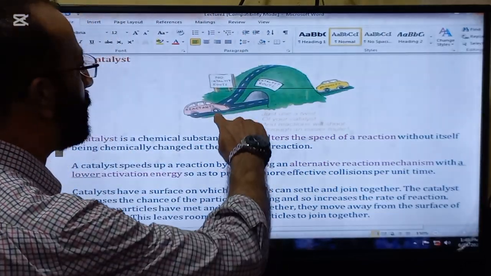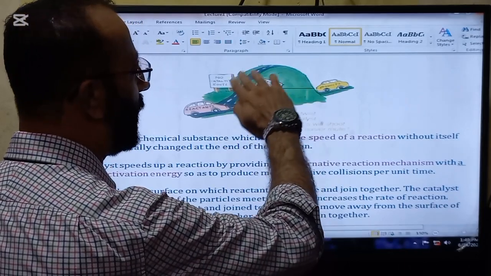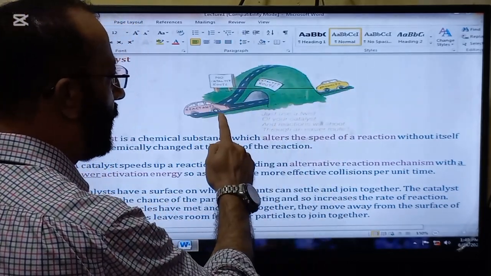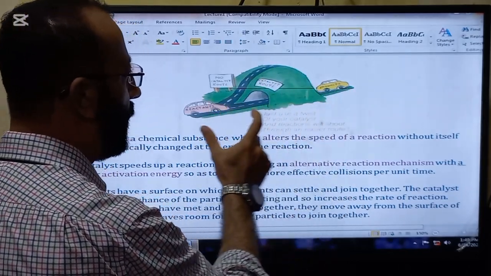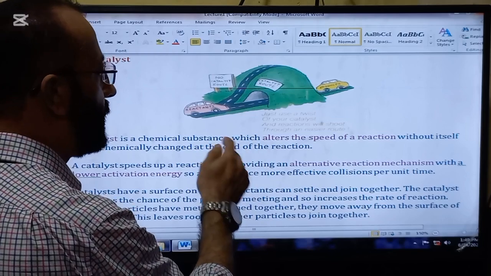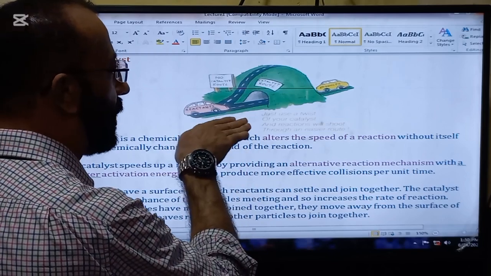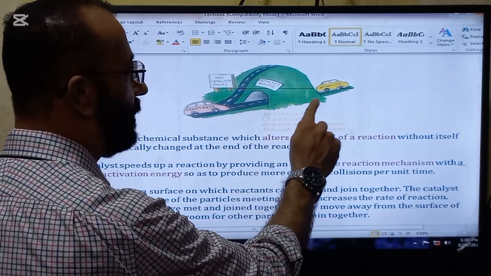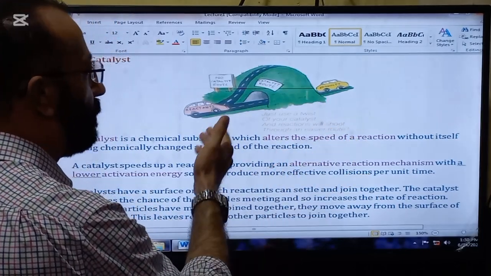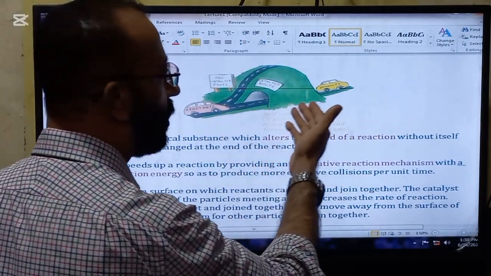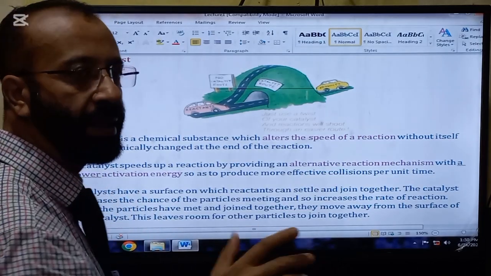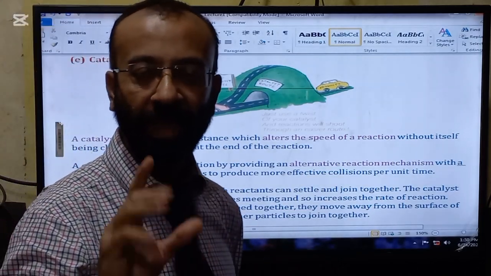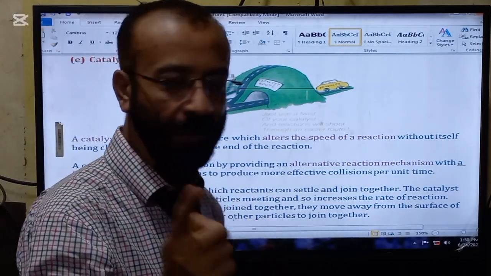So this was the original path that requires the higher energy, but the catalyst provides the reactants an alternative route which requires lesser energy. So lesser activation energy is required now, and more cars will be able to cross this hurdle now. This is the function of the catalyst, which is shown by the figure.